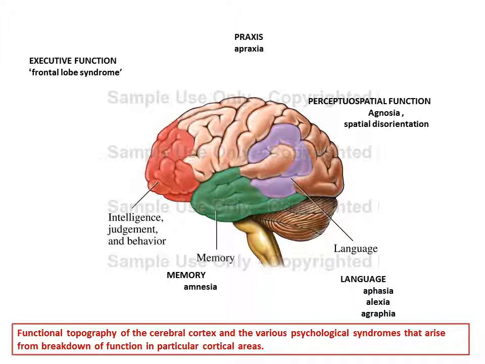Here is a functional topography of the cerebral cortex and the various psychological problems that arise from breakdown of the function of a particular cortical area, like apraxia, agnosia, spatial disorientation, aphasia, alexia, agraphia, amnesia, etc.